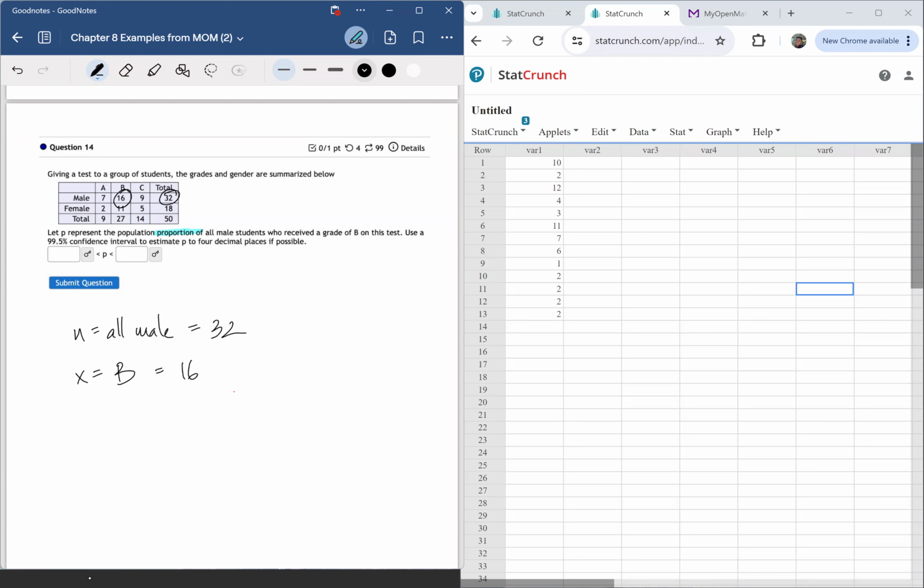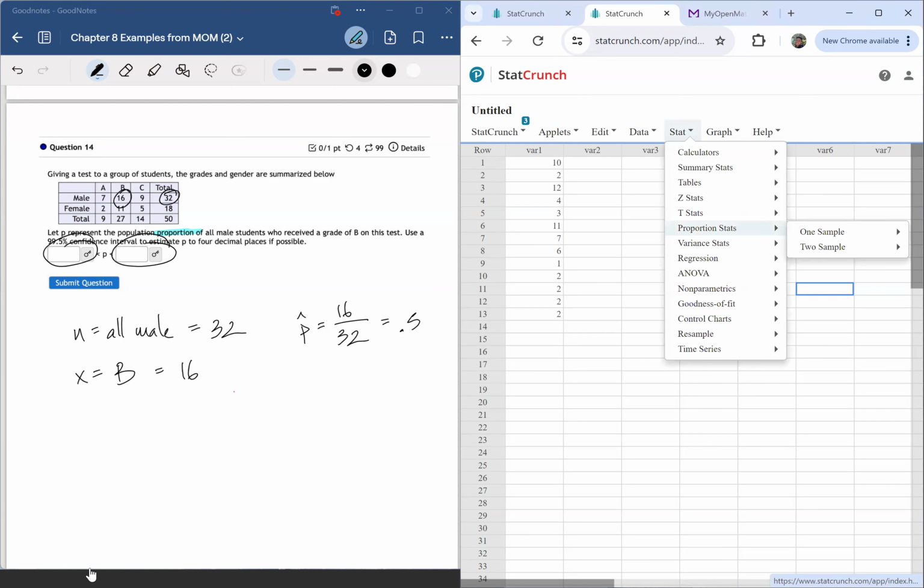So when I take my p hat, I'm going to take the success divided by the total, 16 divided by 32, and that gives me 0.5. Okay. Now, this 0.5 is not what goes in these two boxes, but the 0.5 is going to help me fill in my table or my information in StatCrunch. Okay, so let me go over to StatCrunch.